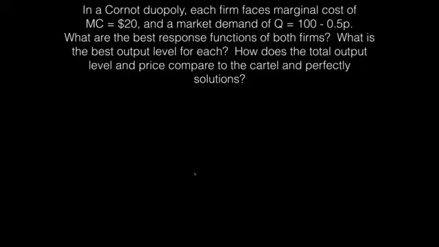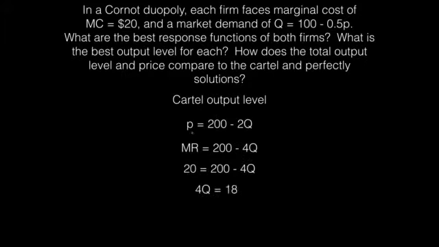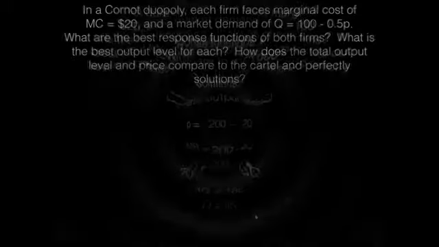Now we want to find out what the cartel level is, and that's just if they're acting as a monopoly. So what we do is we take the inverse demand function and take the derivative of that to give marginal revenue. Again, since it's a linear demand function, we only have to double the coefficient that's on Q. So we end up with marginal revenue is 200 minus 4Q. We set marginal cost equal to marginal revenue, so we get 20 equals 200 minus 4Q. And solving for Q gives us a quantity of 45.